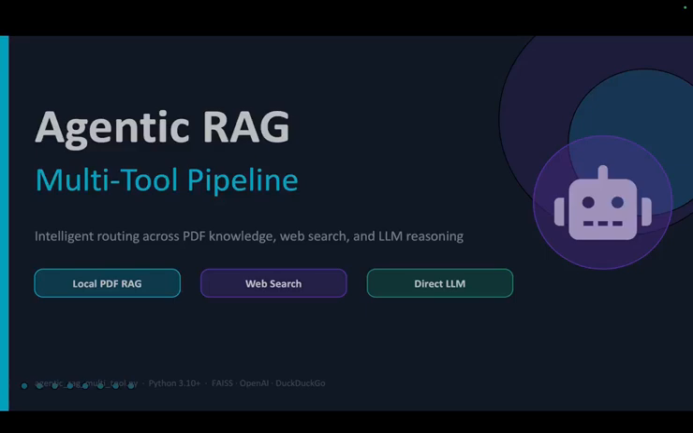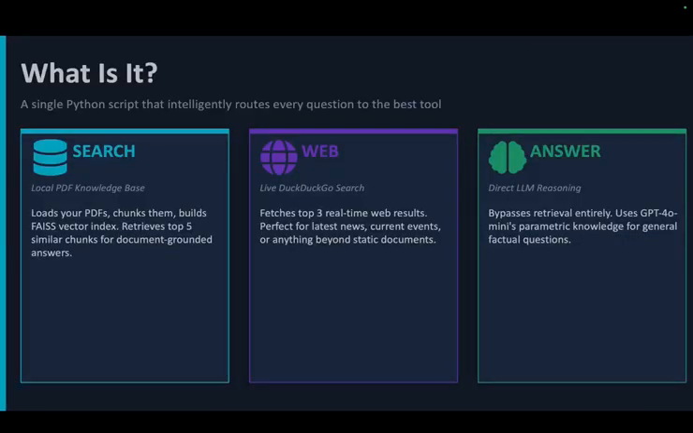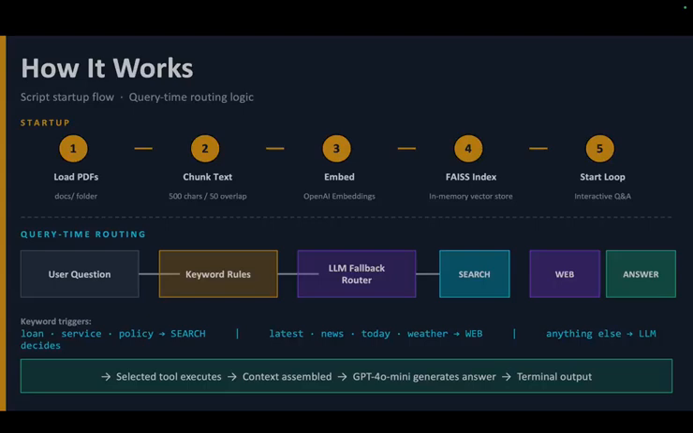It is called Agentic RAG multi-tool pipeline. It is intelligent routing across PDF knowledge, web search and LLM reasoning. It's a combination of RAG and Agentic. So three different engines: one is search, which searches the PDF locally, another is web, and the third is the direct answer by the LLM. How it works is the same flow which I have debugged and shown. It loads the PDF, creates the chunks using the character text splitter, then we create embeddings, and after that the FAISS index.